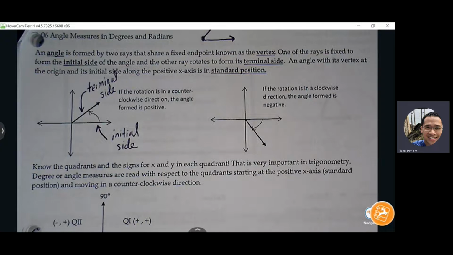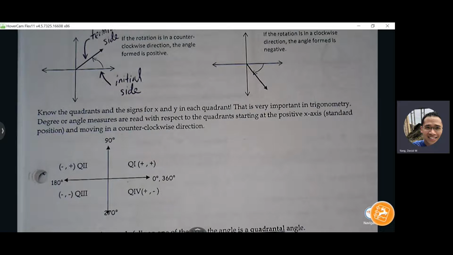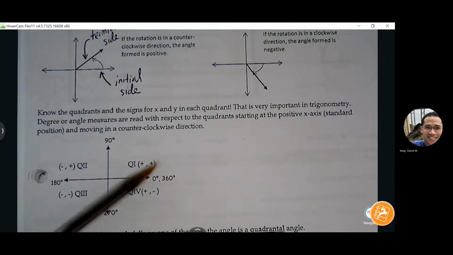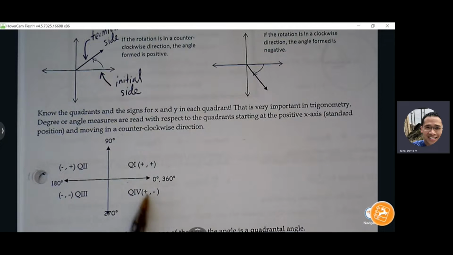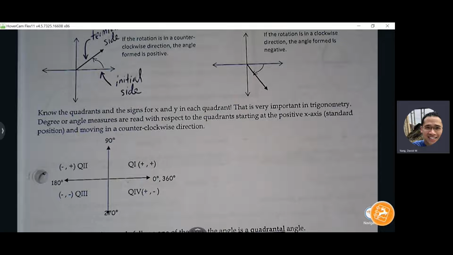We want to know the quadrants and signs for x and y in each quadrant. It's very important in trig. Angle measures are read with respect to the quadrant, starting at the positive x-axis, moving in the counterclockwise direction. Anything in quadrant 1, your ordered pairs will have a positive x and a positive y. Anything in the second quadrant, negative x and positive y. Anything in the third quadrant, negative, negative. And anything in the fourth quadrant, positive x and negative y.